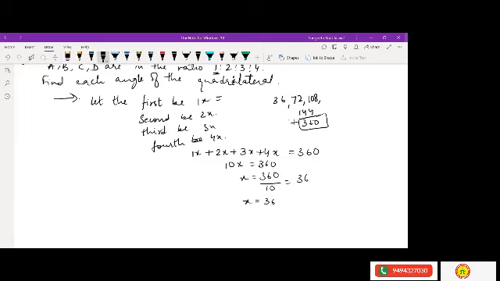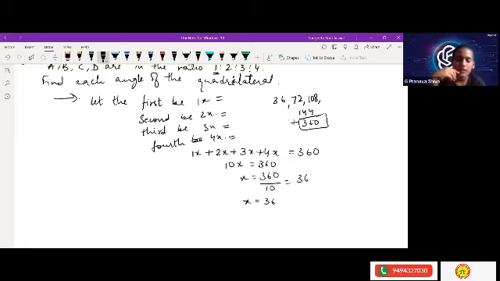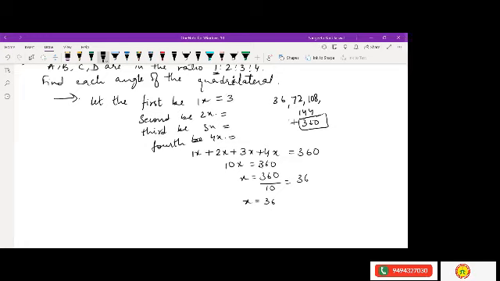Now in place of x, wherever you have x, you just multiply. One second, beta, let me complete. That is 36. 36 into 2 will give you 72. Then 36 into 3 will give you 108. Then 144. Yes, understood this, Shrestha?